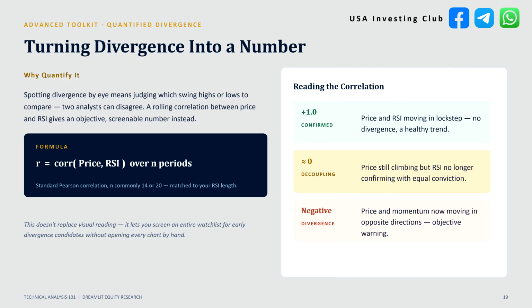Here's how to read the correlation output. A reading near plus 1.0 means confirmed. Price and RSI are moving in lockstep. No divergence, a healthy trend. A reading near 0 means decoupling. Price is still climbing, but RSI is no longer confirming that climb with equal conviction. And a negative reading means divergence outright. Price and momentum are now moving in genuinely opposite directions, an objective, quantified warning rather than a subjective eyeball call.